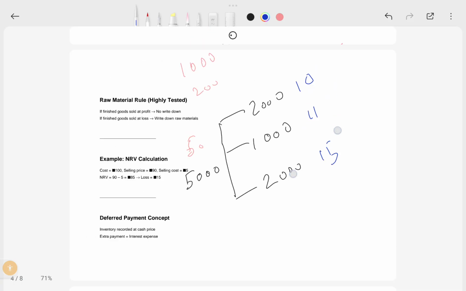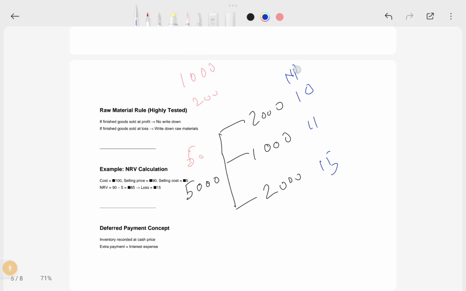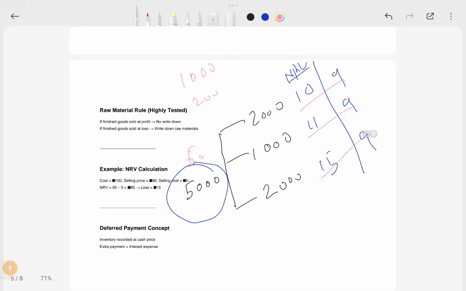So these are the NRVs for this particular 2000, for this one, and for cost, all these are one item, the cost would be 9. All these are examples. While I'm telling the problems, you will understand more about these numbers, but I'm just explaining how it would be if you face this kind of situation in the exams. So whichever is lower, the entire 5000 into 9 would be your cost.